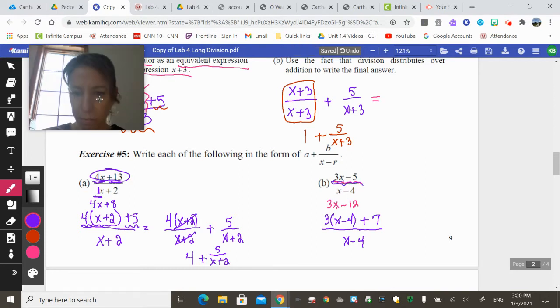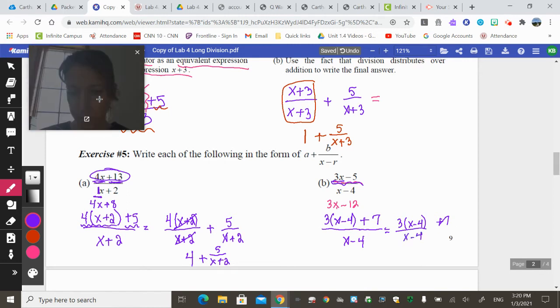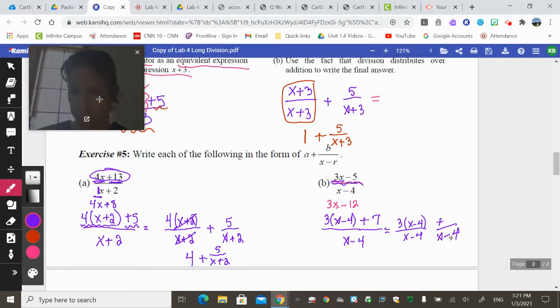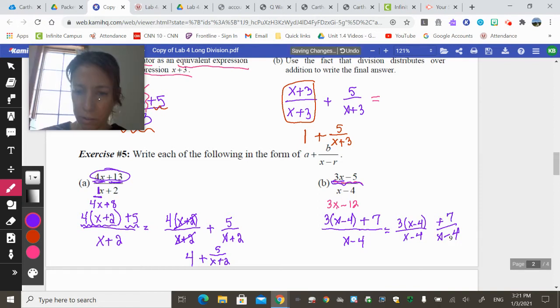Again, I can separate and divide each piece of my numerator by x minus 4. There's a plus 7. Then I'm going to reduce the first part and turn that into a whole number of 3. So my answer is going to be 3 plus 7 over x minus 4.